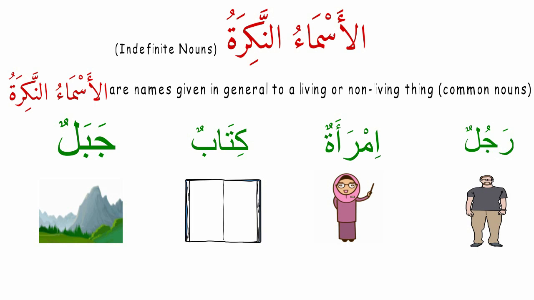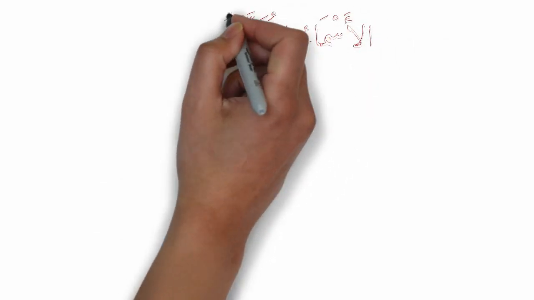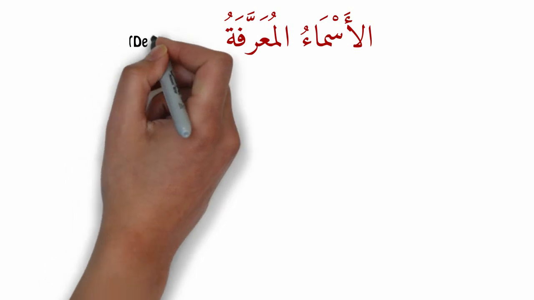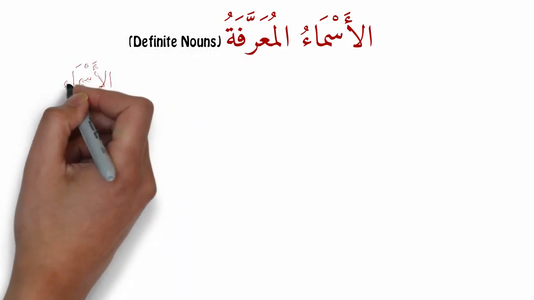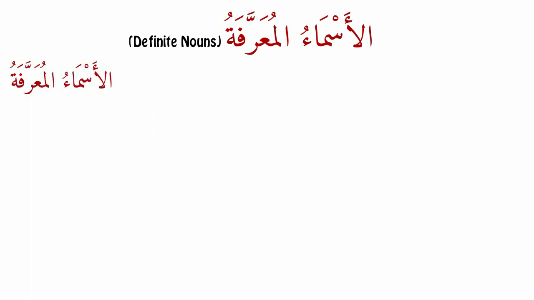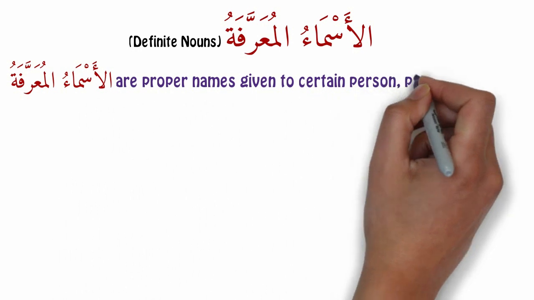Okay, so let's see the next one. Al-asma'u al-mu'arrafa, or definite nouns in Arabic language. What are definite nouns, or what are al-asma'u al-mu'arrafa? They are proper names given to a certain person, place, or an object.